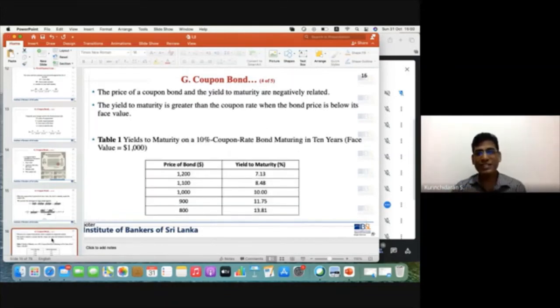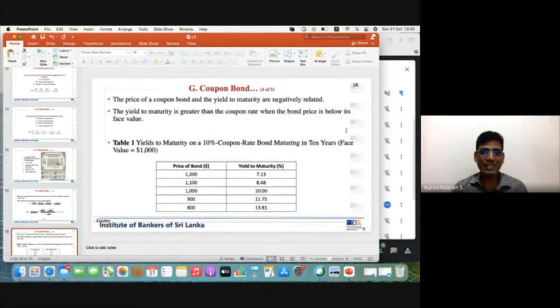From these slides, I will show you. Now you can see this one. The price of a coupon bond and the yield to maturity are negatively related. I will explain. The yield to maturity is greater than the coupon rate when the bond price is below its face value.